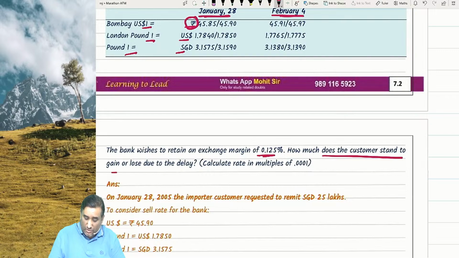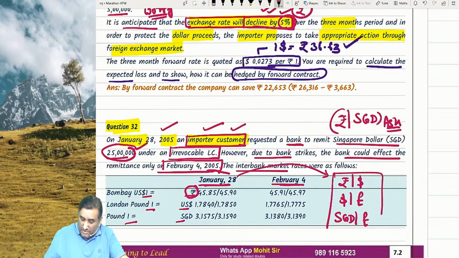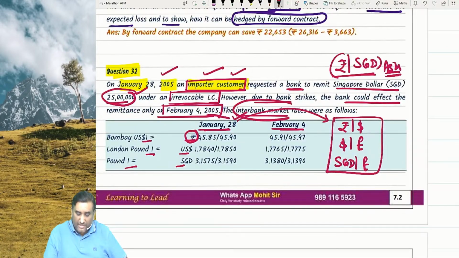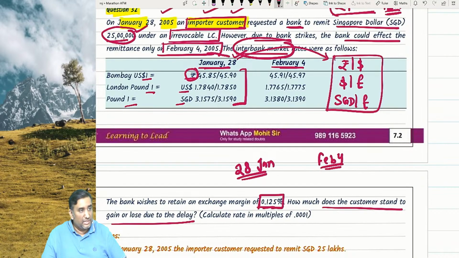How much does the customer stand to gain or lose due to delay? So basically, if I take the January 28th rate, the relationship is given as rupee by dollar, second is dollar by pound, and then SGD by pound. Using these three quotations, I'll convert into 6 quotations, and I need to find rupee per SGD. Once I get the rate on January 28th, since it's an ask rate, it will be an interbank market rate, between bank and bank. Once I get the interbank rate, then I'll add margin, and find out what would have been the quotation on 28th January. Then I'll calculate what would be the rate on Feb 4th. Exactly the same thing I'll do.